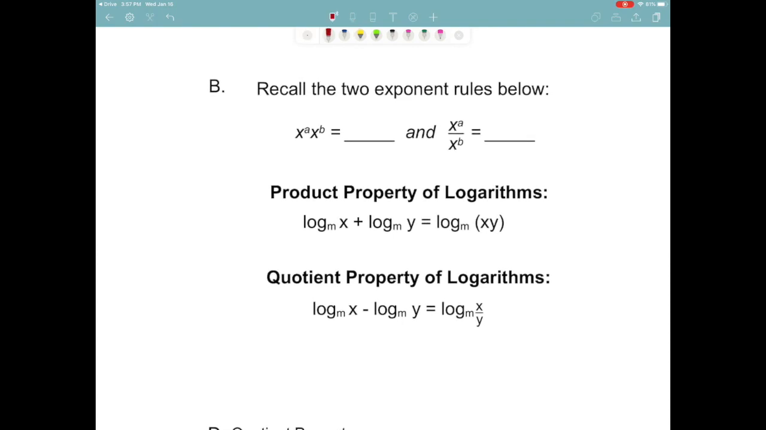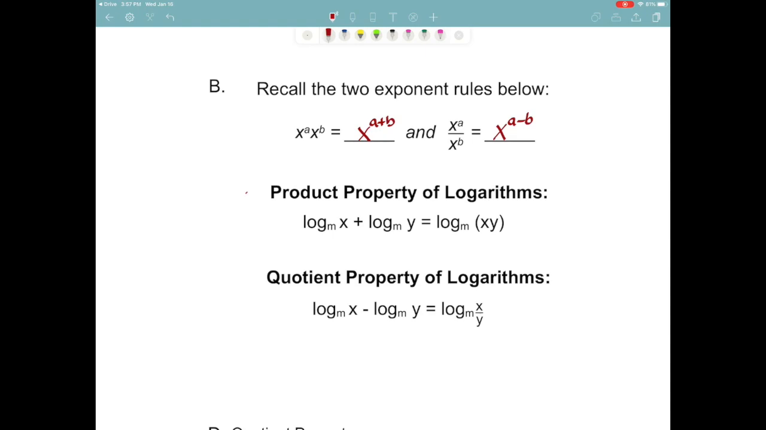First thing to discuss is we have our two exponent rules from the past. We know that when we multiply two numbers that have the same base, we can add their exponents together. So x to the power of a times x to the power of b is equal to x to the power of a plus b. And when we divide two numbers with the same base, we would subtract their exponents.